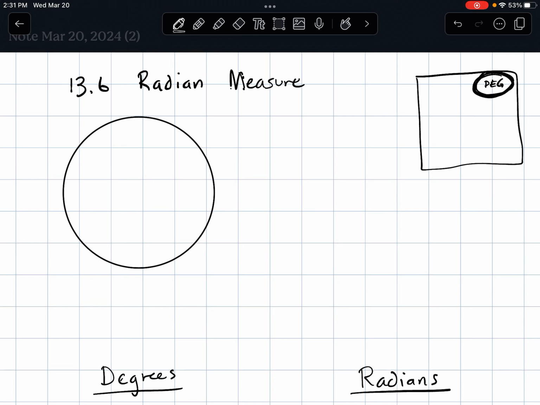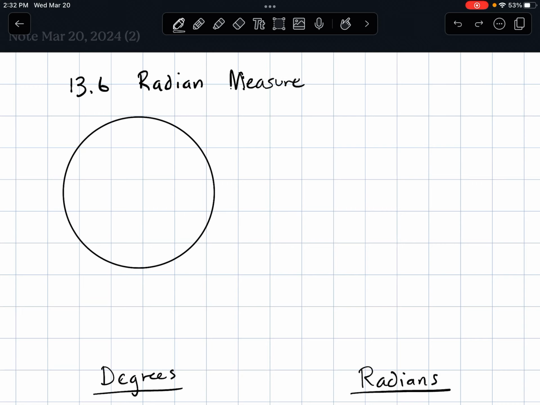So if you're working in degrees, you need to make sure that this is set to DEG for degrees, and if we're working with radians, it should say RAD for radians, okay? If you have it set in the wrong setting, it's going to throw off your answer completely. So you need to make sure it's in the right setting. Otherwise, you will not get the right answer.